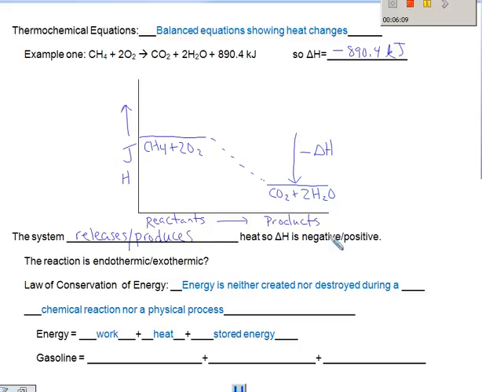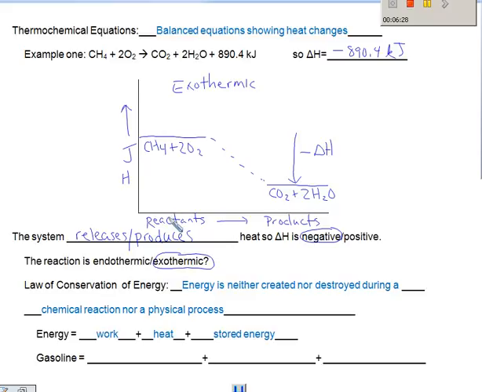So the delta H is negative, and the reaction is a classic exothermic reaction. So let's label this up here. Any exothermic reaction is going to look very similar to this. The products are going to be lower in energy than the reactants. So the reactants are higher in energy, the products are lower.